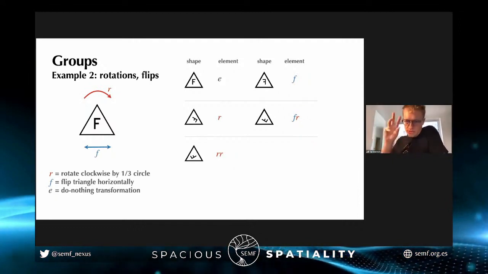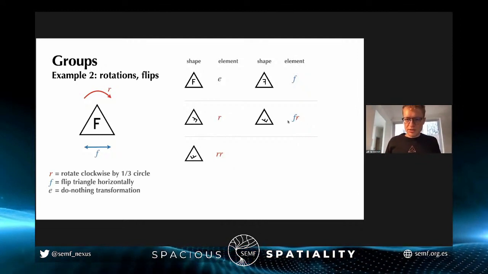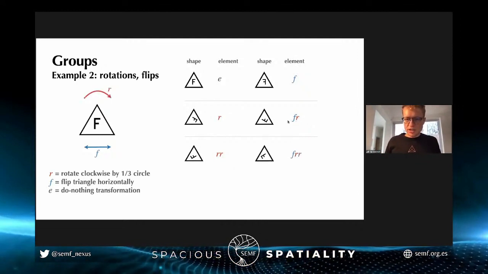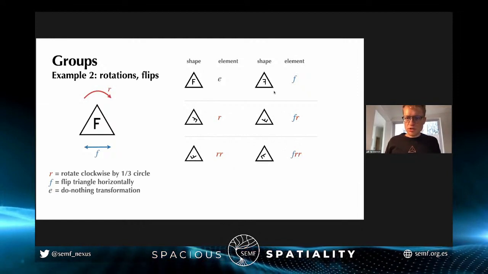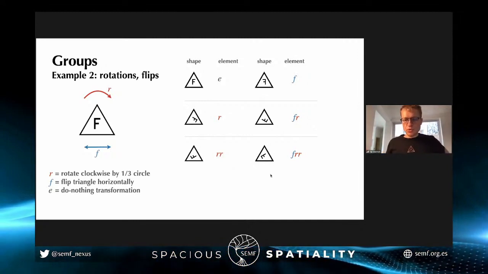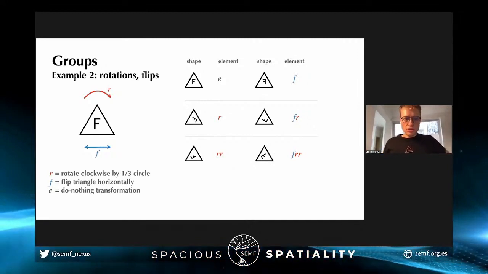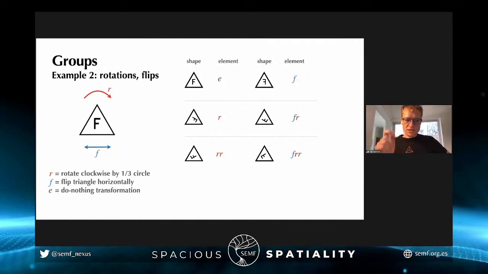So now we're going to rotate. So I'm doing flip, then rotate to get here. And then one more rotation to get there. And if I did a third rotation, we know that we'd end up back over here. So this completes all the possible transformations we can do if our primitive operations are rotate by 120 degrees and flip.